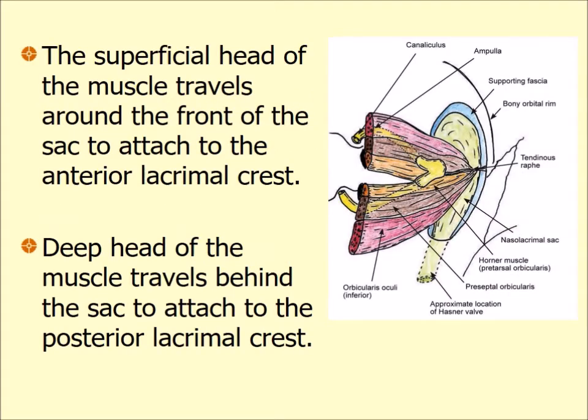The superficial head of the muscle travels around the front of the sac to attach to the anterior lacrimal crest, and the deep head of the muscle travels behind the sac to attach to the posterior lacrimal crest.